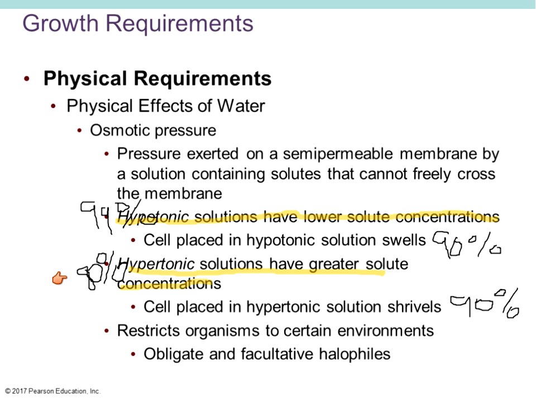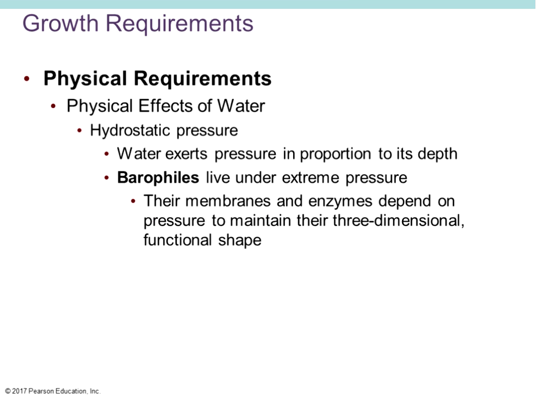Some organisms, some microbes, actually can live and prefer an environment where it's very salty. And we call those organisms halophiles. Some organisms actually require a very salty or hypertonic solution to live in, so we call them obligate halophiles, whereas others can just kind of tolerate it. If it's like that, they can deal with it. If it's not, they can also deal with it as well, and we call those facultative.